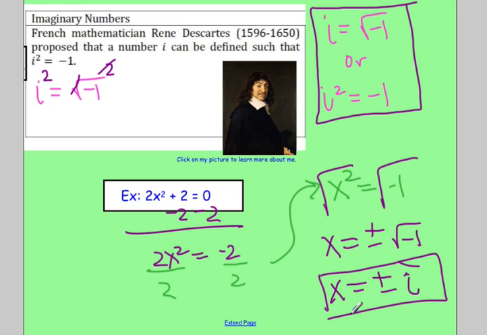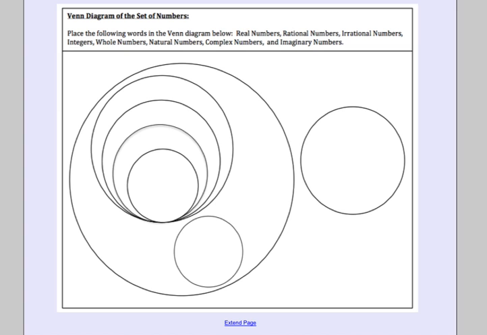Okay? So imaginary numbers are something new that we need to add into our set of numbers. Okay, so let's go ahead and relate imaginary numbers to what we already know. So in the Venn diagram below, we want to place real numbers, rational, irrational, integers, whole numbers, natural, complex, and imaginary. Okay, so I am going to start with the most basic type of number. Well, to be basic, you start with natural. So that is your innermost circle here.